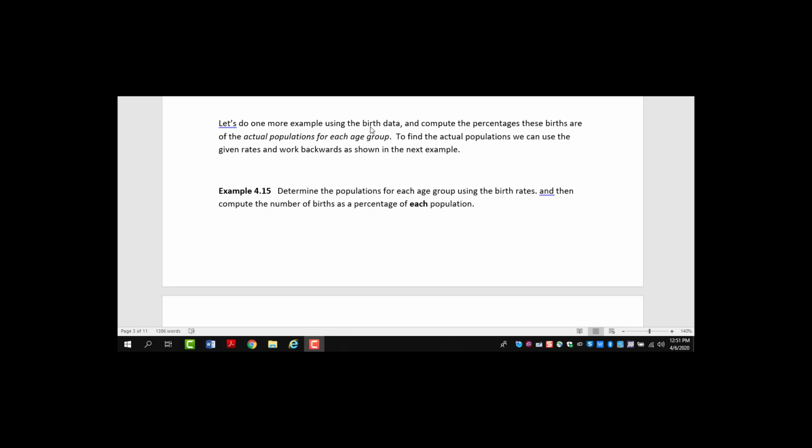So we're going to do one more example using birth data, and we're going to compute the percentages of these births from the actual population in each age group. Okay, so here it says determine the populations for each age group using the birth rates and then compute the number of births as a percentage of each population. So let's just explain what that means here.